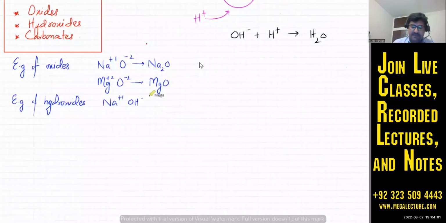So NaOH is a base, right? It's Na plus one, OH minus one. So that's going to be NaOH.